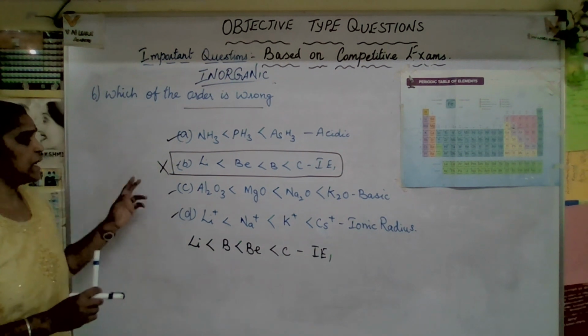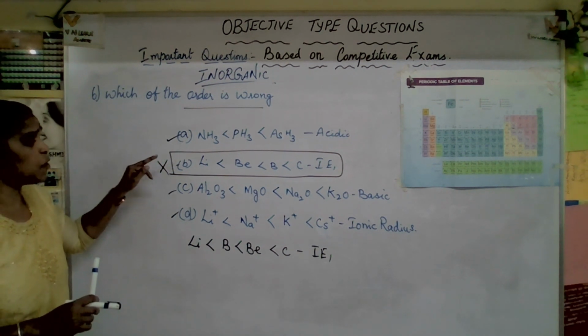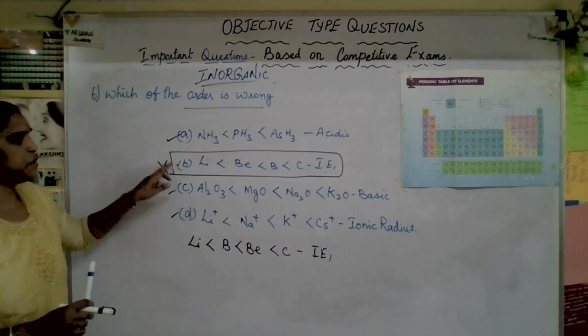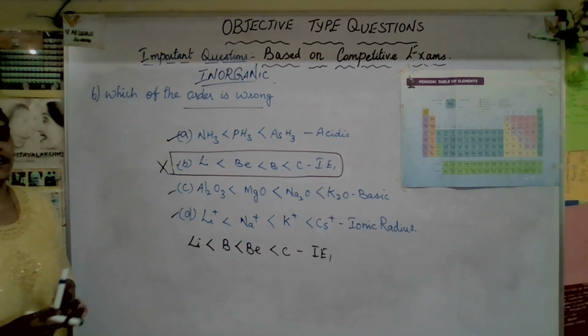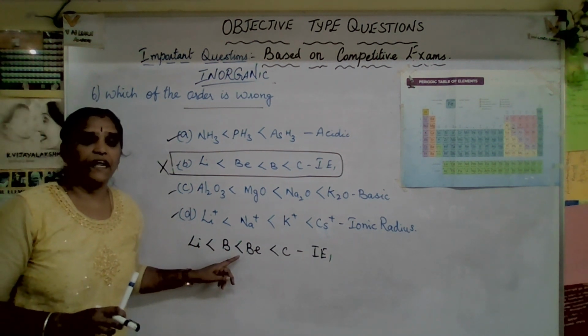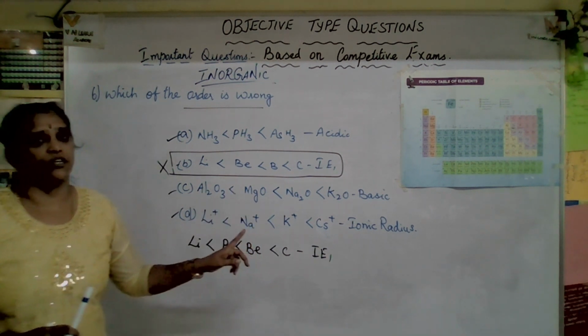I hope you got a clear idea about it. So which option is wrong? Option B is wrong. The other three are correct. Hope you got a clear idea. Come on, let us go for the next question.